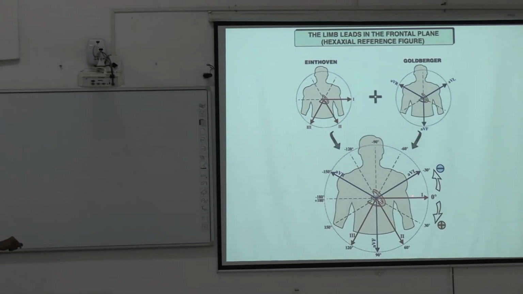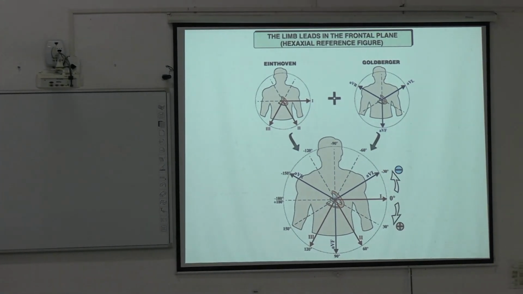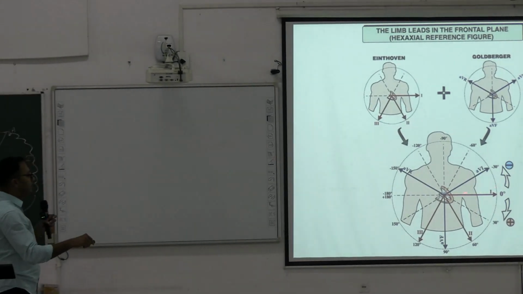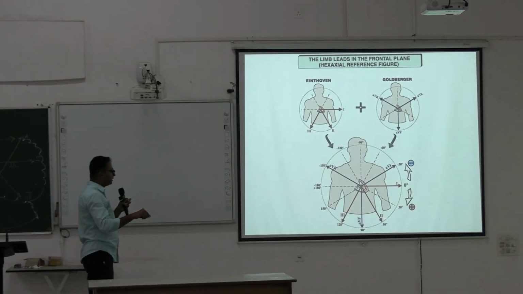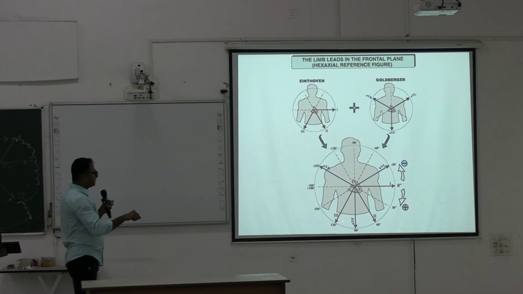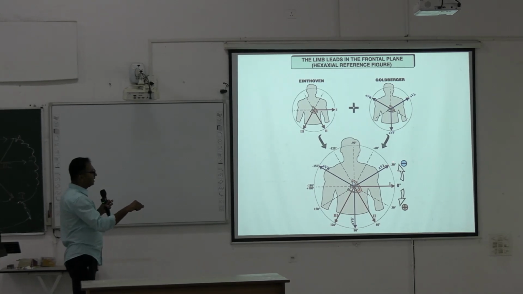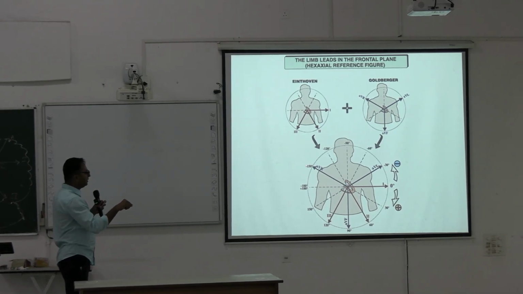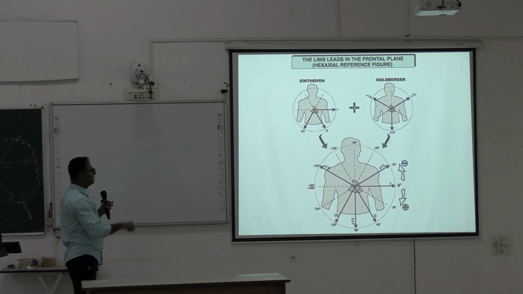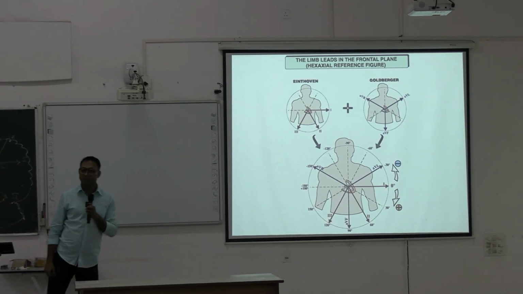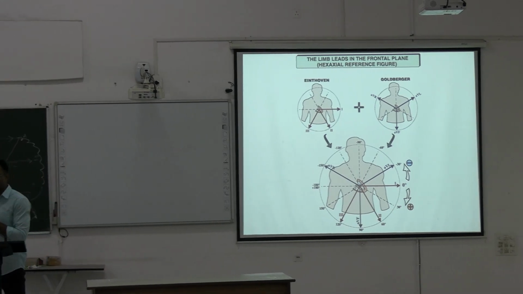Okay, you have to remember the angulation of every lead, right? So lead 1 is at 0 degree, lead 2 at 60 degrees, lead 3 at 120 degrees, lead AVL at minus 30 degree, AVR at minus 150 degree, AVF at plus 90 degree. Okay? Clear? You need to remember these things.